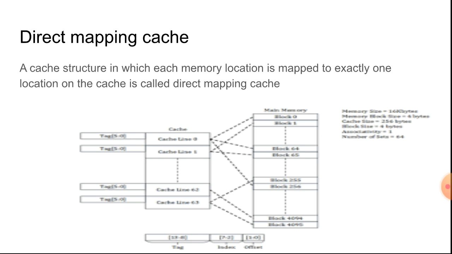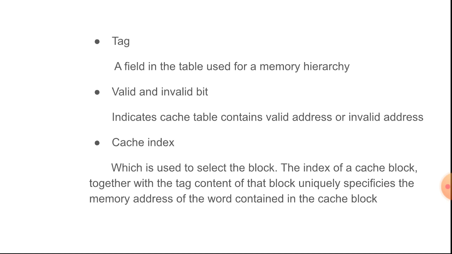Next, direct mapping cache, in which each memory location is mapped to exactly one location in the cache, is called direct mapping cache. Here it uses a tag field. The tag field in the table is used for a memory hierarchy. It contains the address information required to identify whether the associated block in the hierarchy corresponds to the requested word.